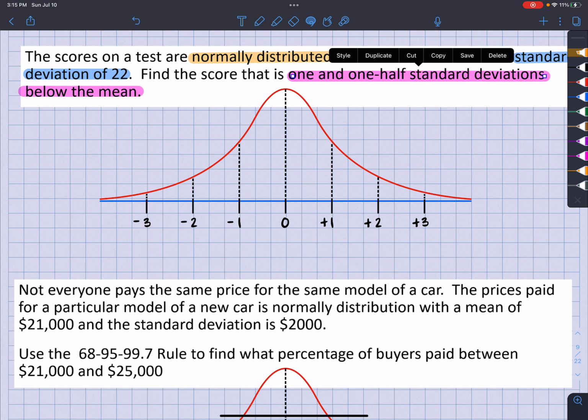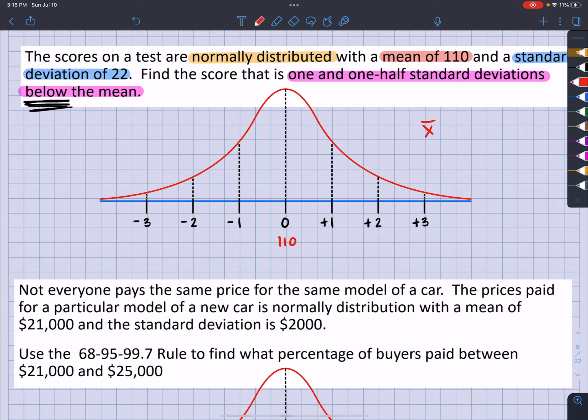So I'm going to do this, and then I'm going to do this right here. Okay, that means below the mean. So first thing I'm going to do is this. Number 1, I already said that the center is the mean. So that is going to be 110. So X bar is equal to 110. The standard deviation, I'm just going to label it as S, is equal to 22. Okay, so if I did 110 plus 22, I'm going to get 132. So 132 would go right here.